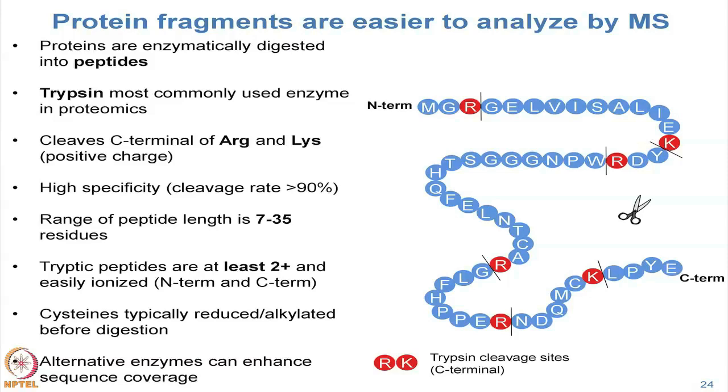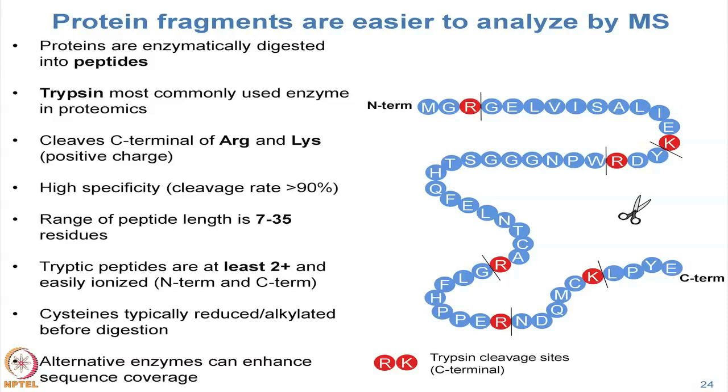Cysteines can be disulfide linked when they're in a protein. If you just reduce them, they're very hard to chemically maintain throughout your process. So what we typically do is reduce, breaking the disulfide bonds, and then alkylate them with some agent like iodoacetamide. That then makes them readily detectable.